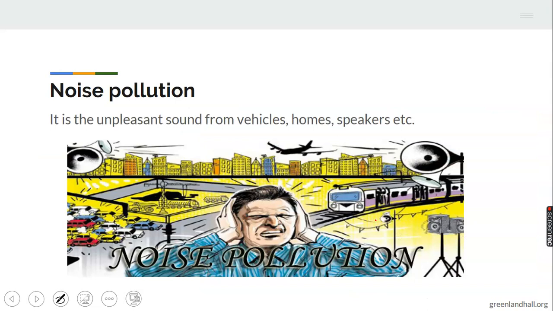Then we also have noise pollution. We've talked about land, about water, about air. We also have noise pollution. It is the unpleasant sound from vehicles and from homes, from speakers. Somebody is in his house and he's shouting, disturbing other people. That's what we call noise pollution. Or somebody is playing music, either in his room or in his car, and is disturbing every other person. People cannot rest. People that have gone to work cannot come back and rest because of the noise coming from other places. That is called noise pollution because it is making the person no longer at ease, and that is what we call pollution.